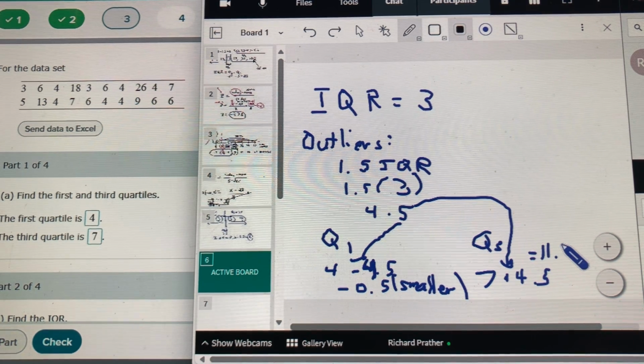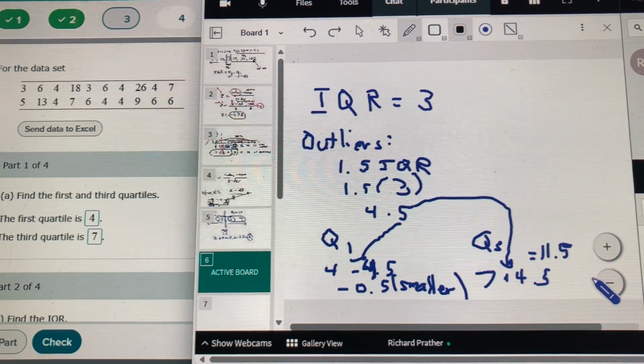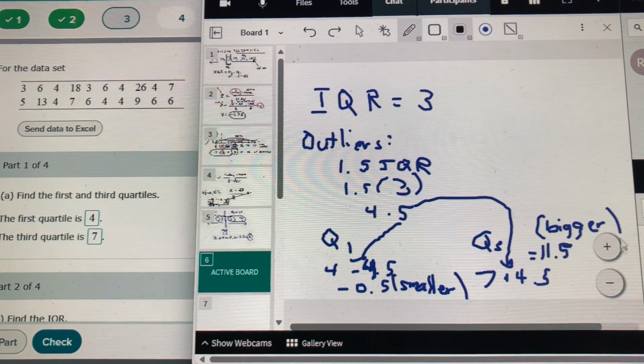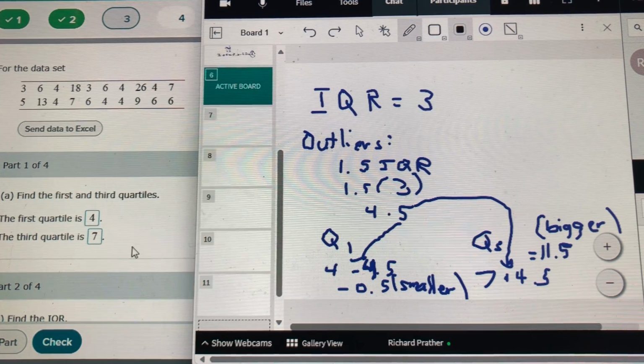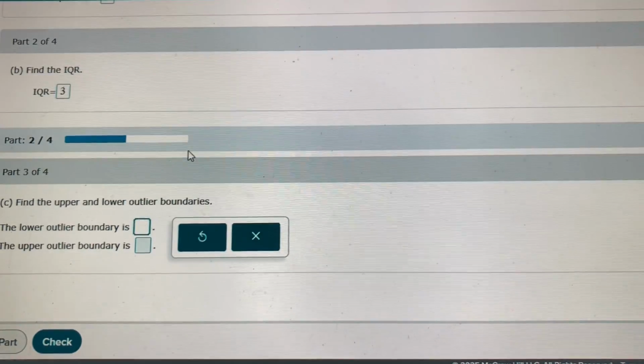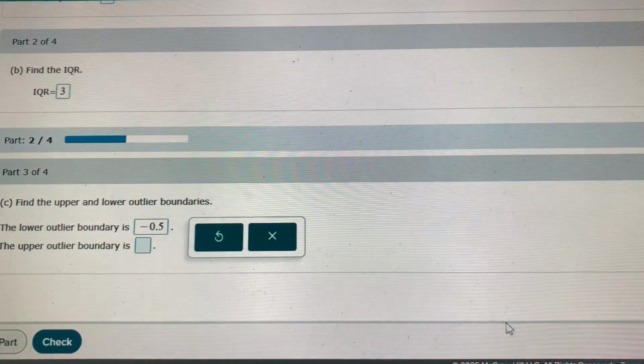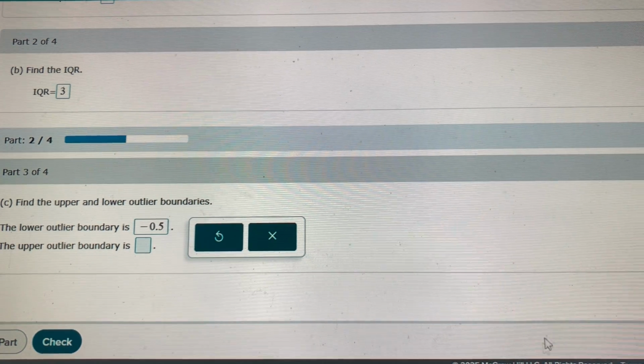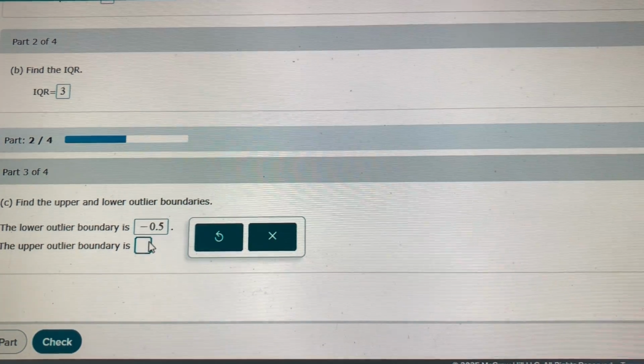You must be smaller than that. Remember at the carnival where they have roller coasters and they have that little poster that says you must be this tall to ride this ride? That's exactly what's happening here. If you're bigger than this, you can't go on the ride and you're an outlier. Or if you're smaller than this, you can't go on it. So anything smaller than negative a half is an outlier, and we don't even have any negatives, so there's no outliers on that side. And anything bigger than 11.5 is an outlier.